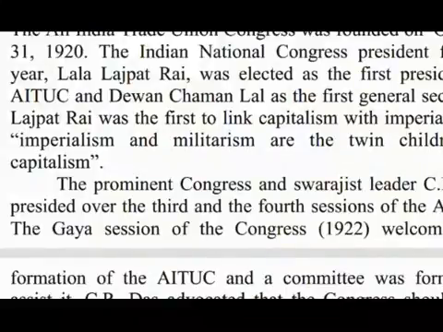The prominent Congress and Swarajist leader C.R. Das presided over the third and the fourth sessions of the ATIC. The Gaya session of the Congress, 1922, welcomed the formation of the ATIC and a committee was formed to assist it. C.R. Das advocated that the Congress should take up the workers' and peasants' cause and incorporate them in the struggle for Swaraj or else they would get isolated from the movement.